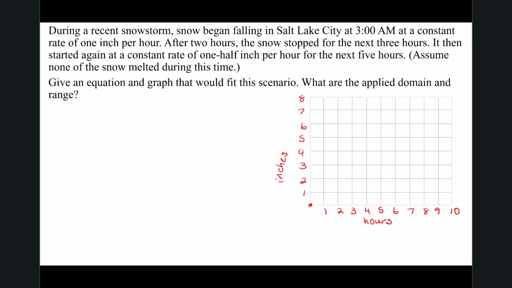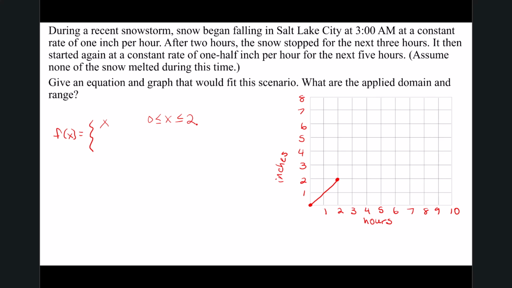At the beginning, we're starting with no snow. And then the snow is falling at a rate of 1 inch per hour for 2 hours. So 1 inch for the first hour, another inch for the second hour. So after 2 hours, we have 2 inches of snow. That's the first part of the graph. To write the function for that part, we have 1 inch per hour, so our slope is 1, times the number of hours. And this is when x is between 0 and 2. So that's the first part of our function.